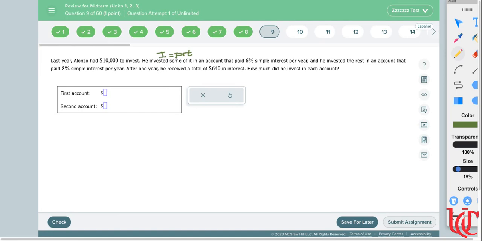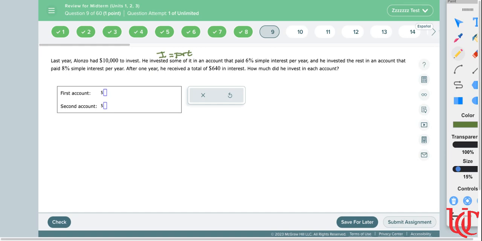It's a word problem, so we read the problem first, and then we work backwards to figure out what we're looking for, and then where our formula is, our equation. So last year, Alonzo had $10,000 to invest. He invested some of it in an account that paid 6% interest per year, and he invested the rest in an account that paid 8% simple interest per year. After 1 year, he received a total of $640 in interest. How much did he invest in each account?